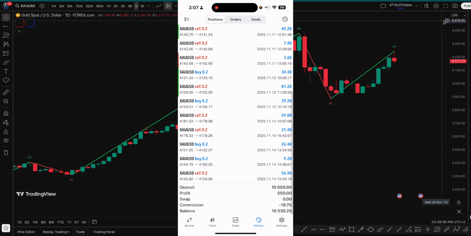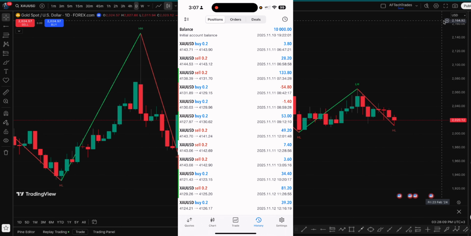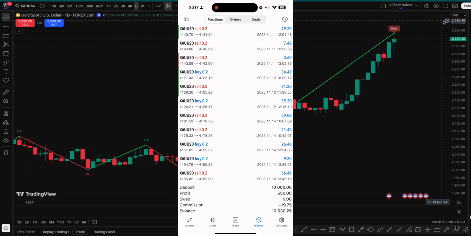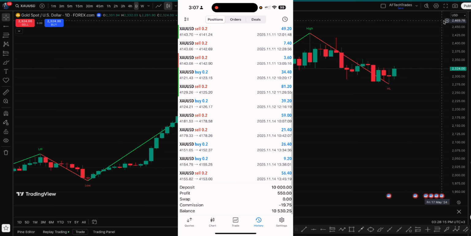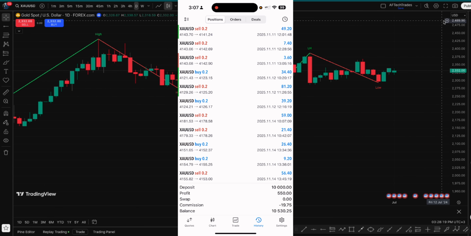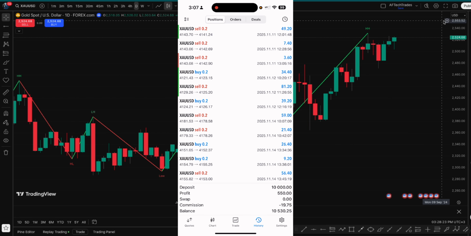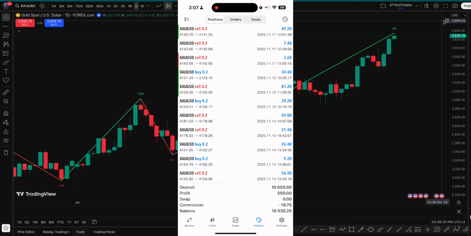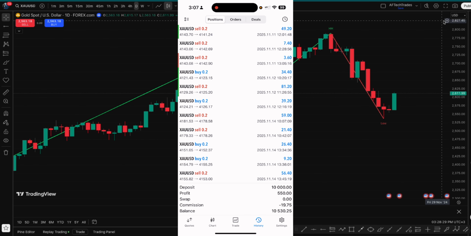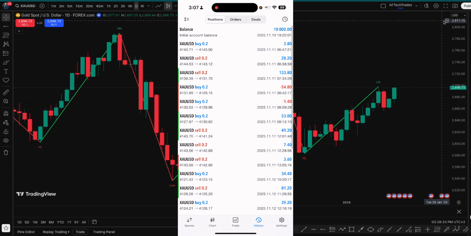And you can see all through, we had only 2 losses on this particular account, right? And you can see the deposit is 10,000 and the profit is $550, and commission was around $19.75, and the overall balance is now $10,530. So this is how it looks.